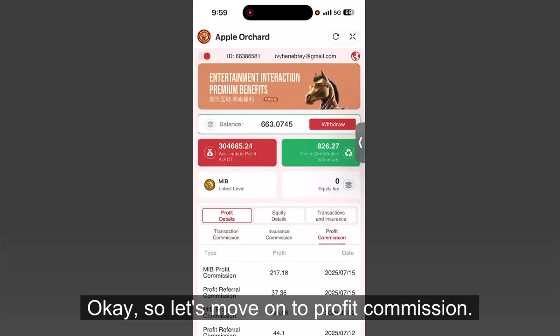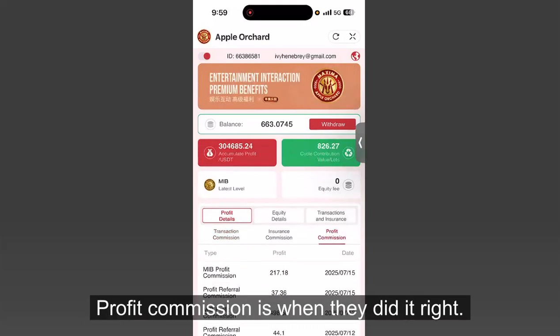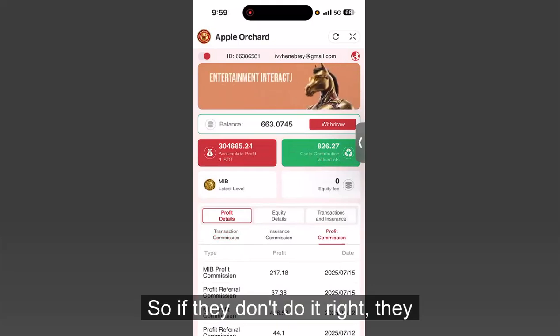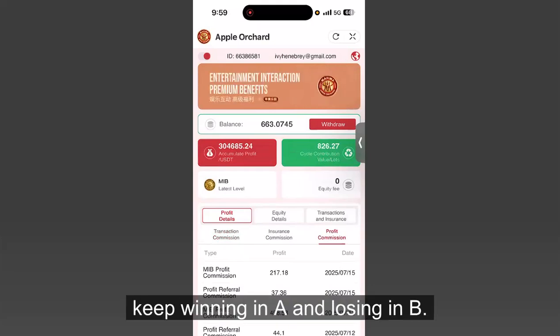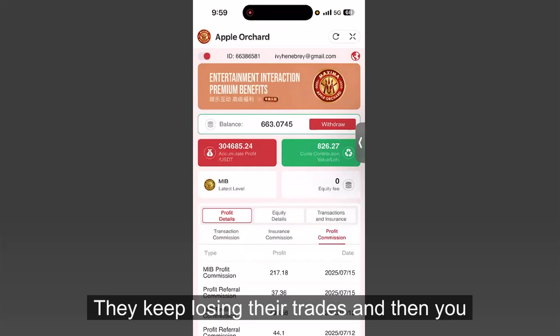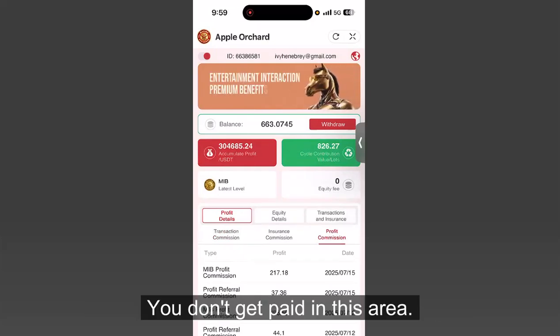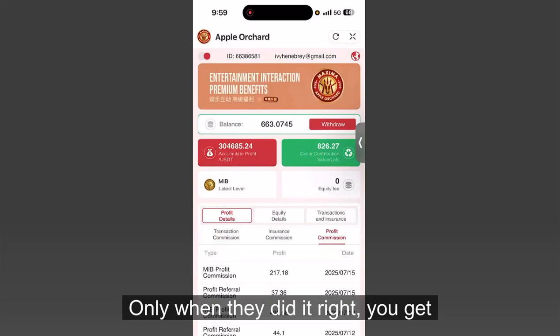So let's move on to profit commission. Profit commission is when they did it right. So if they don't do it right, they keep winning in A and losing in B, they keep losing their trades, and then you don't get paid. You don't get paid in this area. Only when they did it right, you get paid.